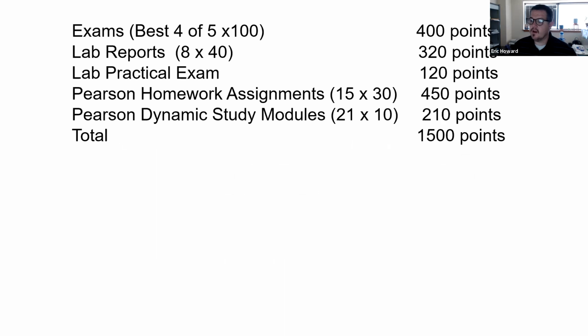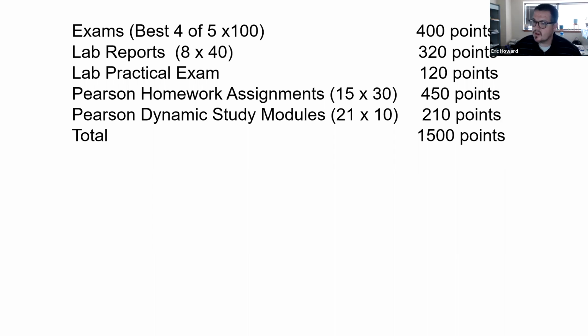I pulled this straight from the syllabus and we've got exams, best of 4 out of 5. We're gonna have 8 lab reports. We've got a lab practical exam. We've got homework assignments and we've got dynamic study modules. Out of all those, we're totaling 1,500 points. So let's go ahead and do a practical explanation.